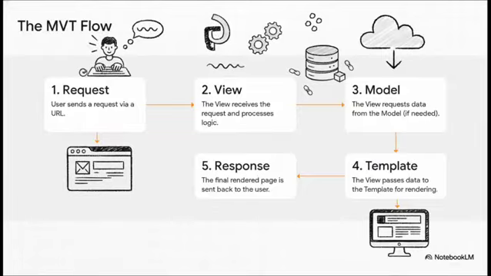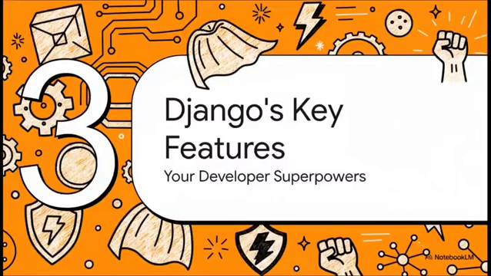The view then passes that data to the appropriate template, which renders the final HTML page. And that finished page gets sent right back to the user's browser. It's just a clean, logical flow. So now that we understand how it works, let's talk about why so many developers choose Django.